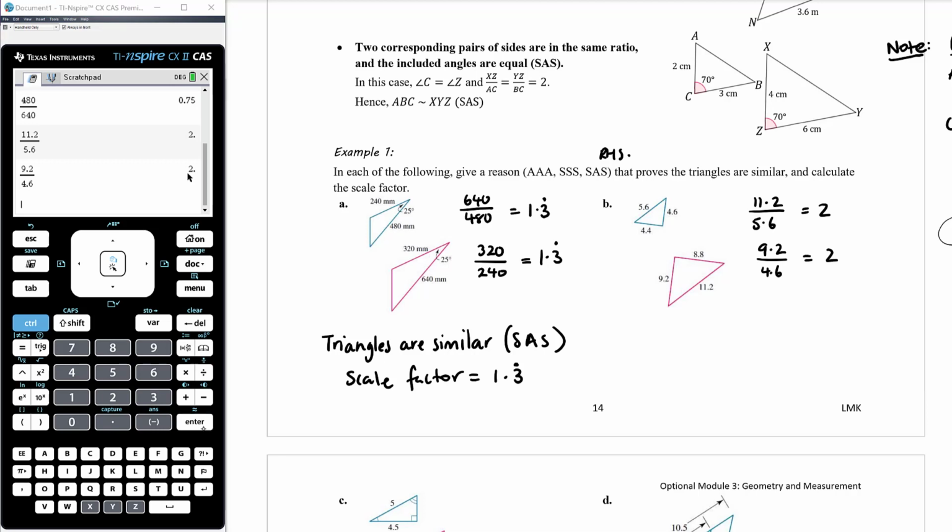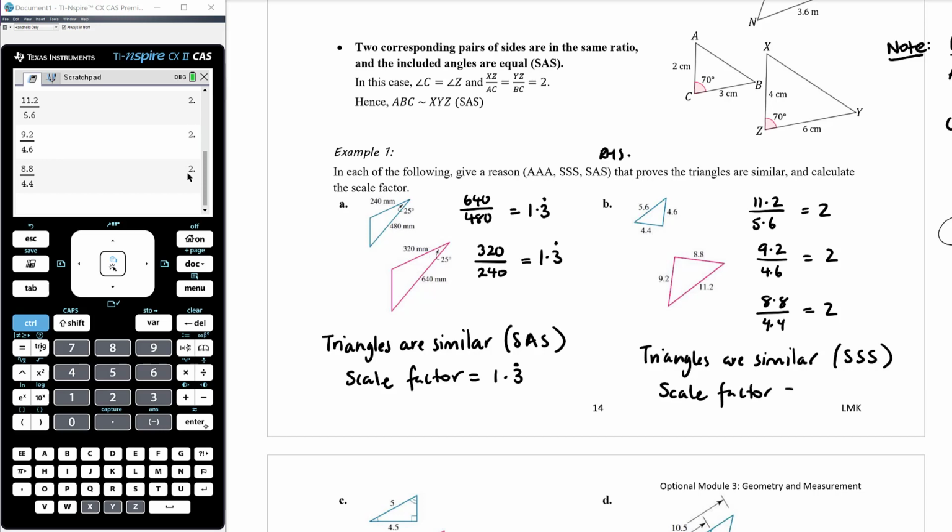And finally, we need to make sure all 3 side lengths are in the same proportion. So 8.8 divided by 4.4 is 2 as well. Okay, so all 3 lengths are in the same proportion. So we know that these triangles are similar because of side, side, side. And we've worked out that the scale factor here is 2.